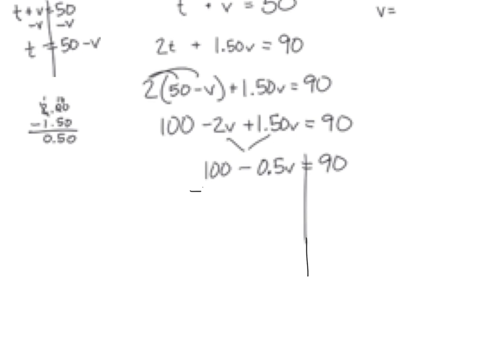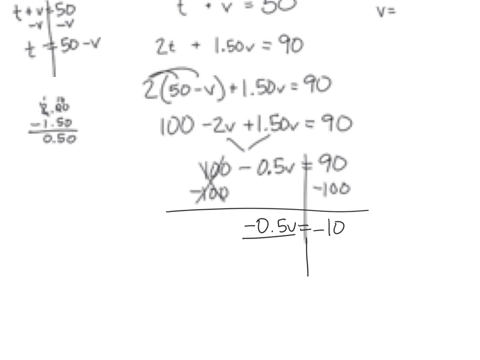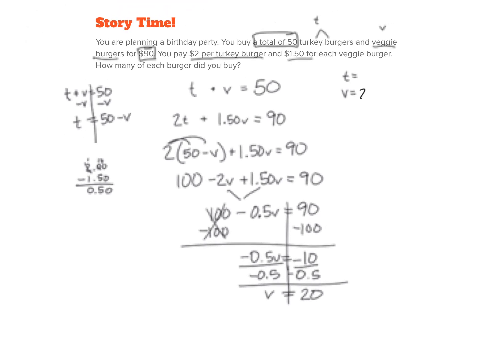Okay, solving for V here, I have to subtract 100 first. These cancel, giving me negative 0.5V is equal to negative 10. To get V by itself, I'm going to divide by negative 0.5, and I get that V is equal to 20. Right, how many halves can fit into 10? Well, there's 2 halves in every whole. If I have 10 wholes, that is a total of 20. And again, negative divided by negative is positive. So according to this, I should have bought 20 veggie burgers.